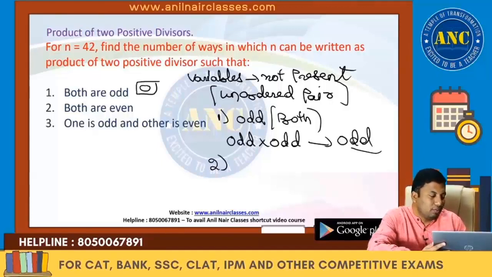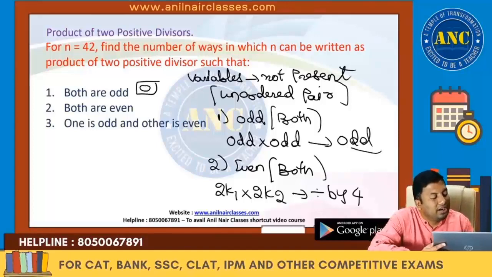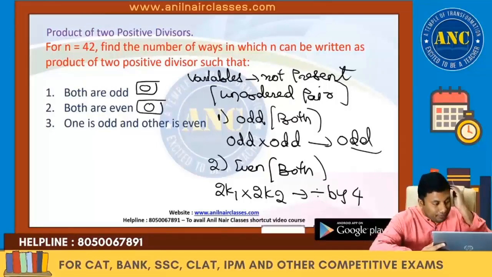Second question, both are even. Both are even means, already we discussed this. If both are even, one is 2k1, another is 2k2. The right hand side should be divisible by 4. 42 is not divisible by 4. The answer for the second question is 0.